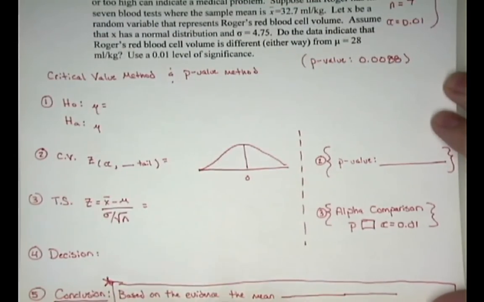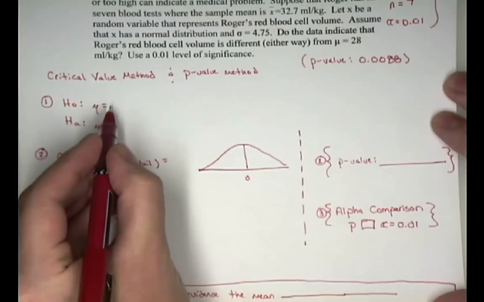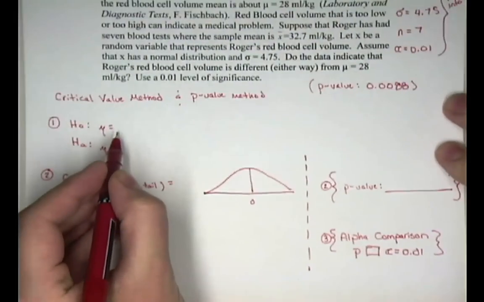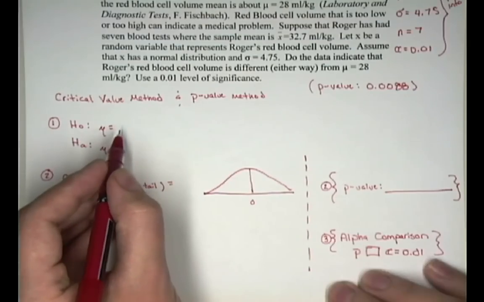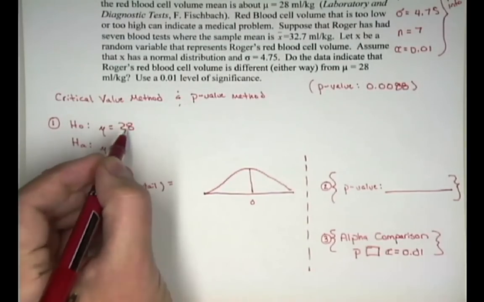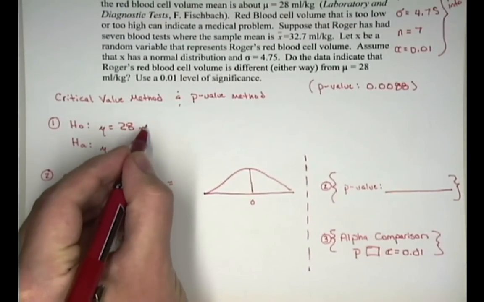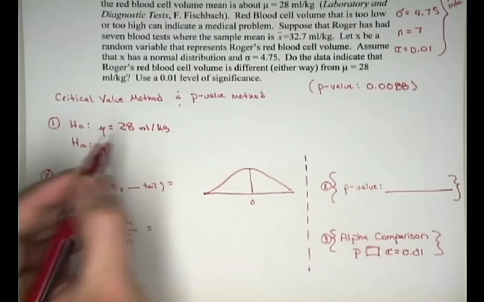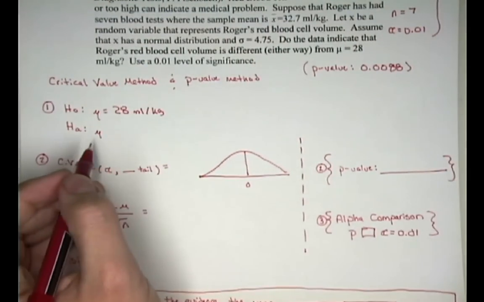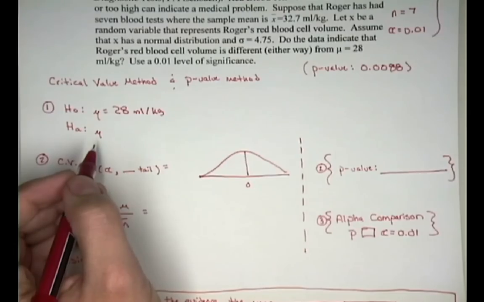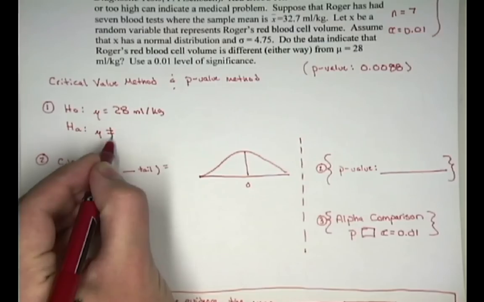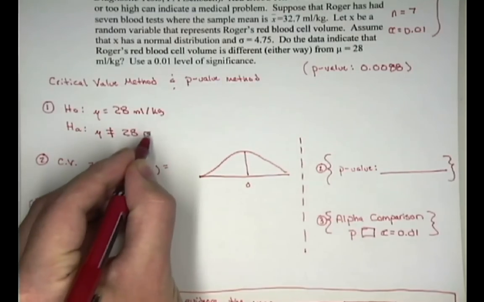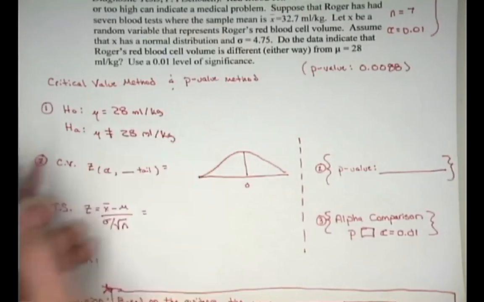So let's set up our hypothesis. H0 is mu is the value they're claiming it to be. Let's go back and look real quick. They were claiming 28, and I believe that was milliliters per kg. Then we were trying to see if the blood cell volume was different either way. So that's a two-tailed test, not equal to 28 milliliters per kilogram.